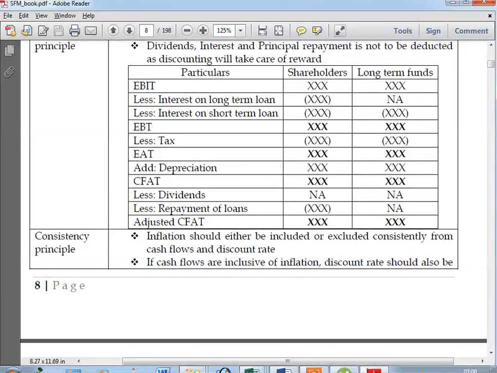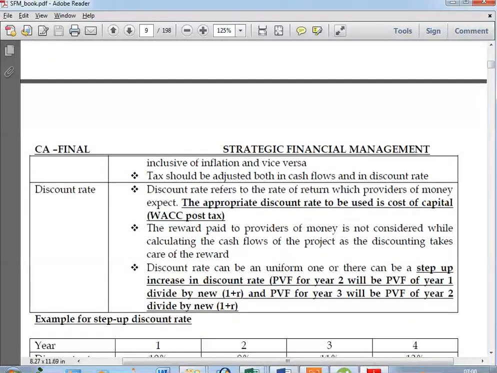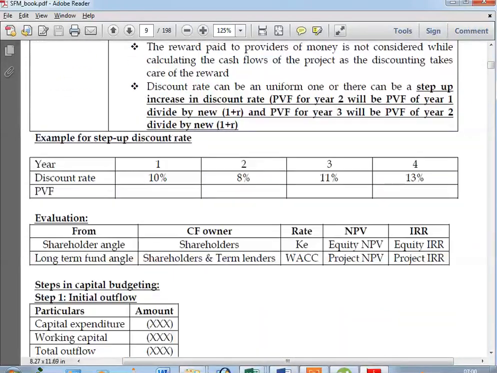We did this when I did international capital budgeting. Money cash flows, real cash flows. So if there are money cash flows, use money discount rate. If there are real cash flows, use real discount rate. Step up discount rate is something which I explained in the last class. These are basic principles as of now.